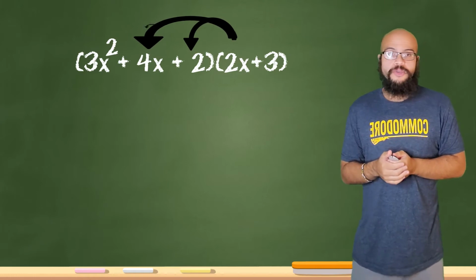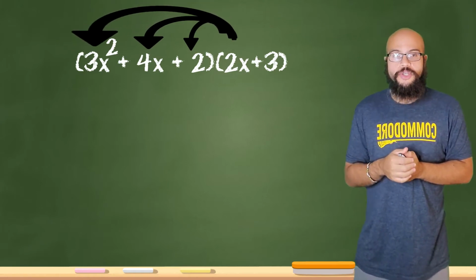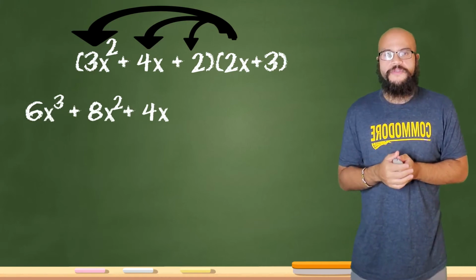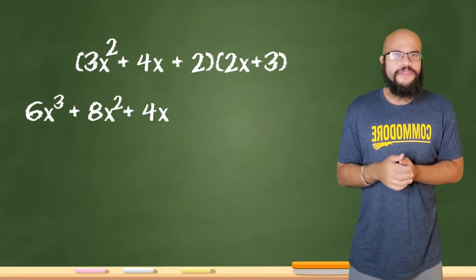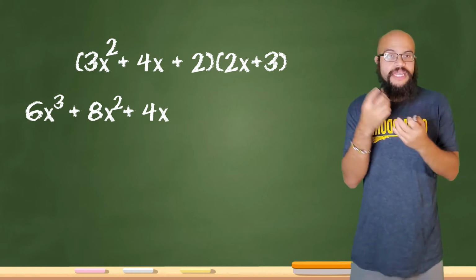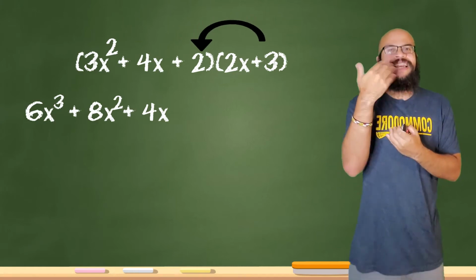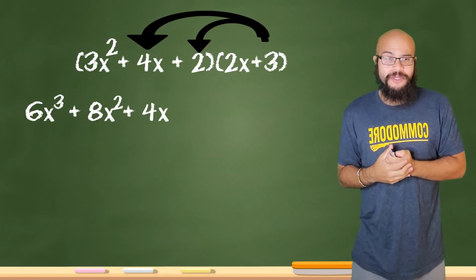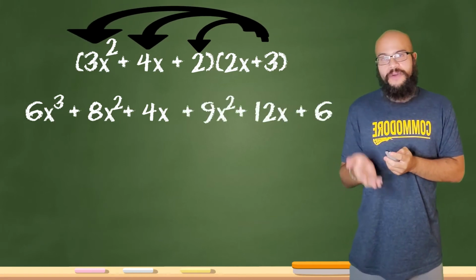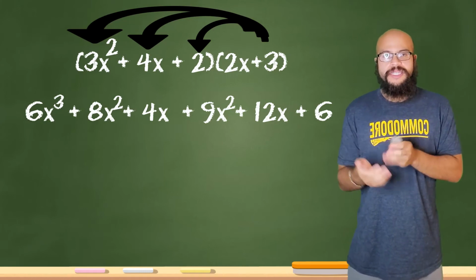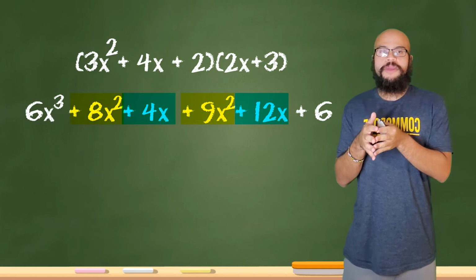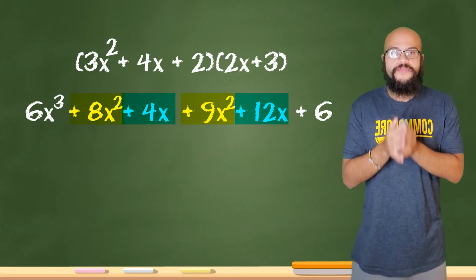When I distribute the 2x to each term, as you see on the chalkboard, I end up with 6x cubed plus 8x squared plus 4x. Now I need to distribute the positive 3 to all terms inside the parentheses as well. So that's where it gets a little bit next level from what maybe you're used to. This leaves me with 9x squared plus 12x plus 6. Similar to before, I can then combine like terms, making sure to write my final answer in standard form.